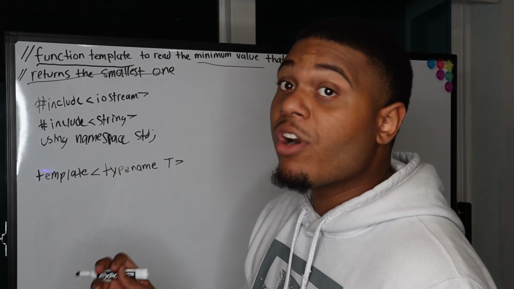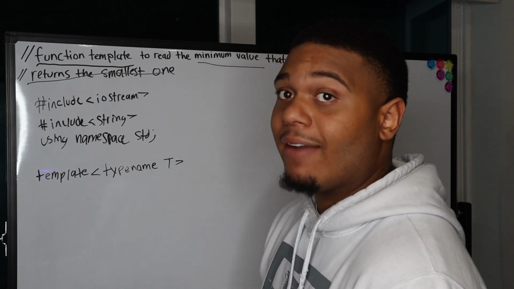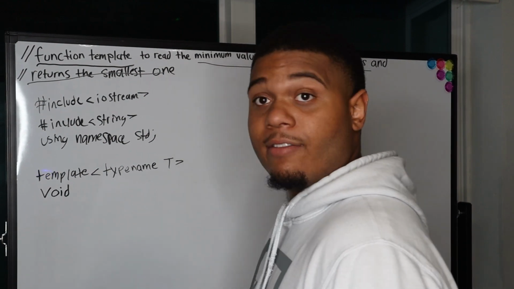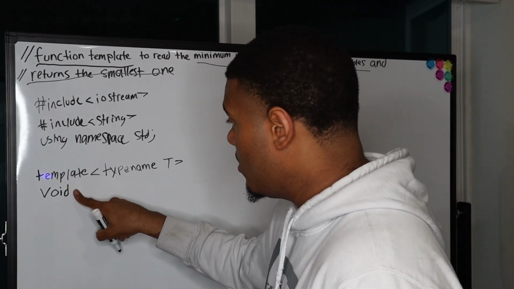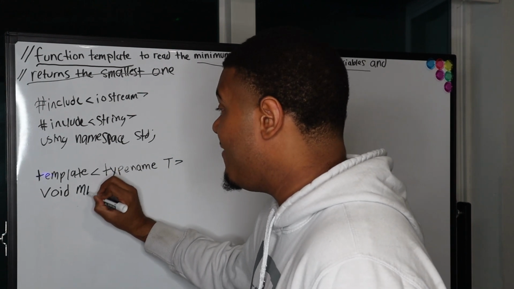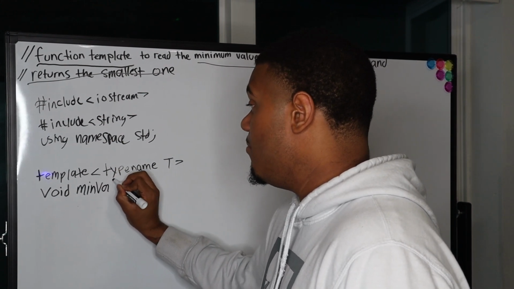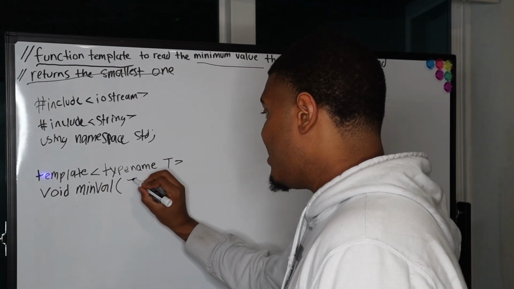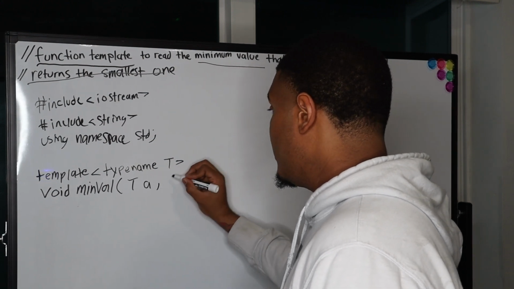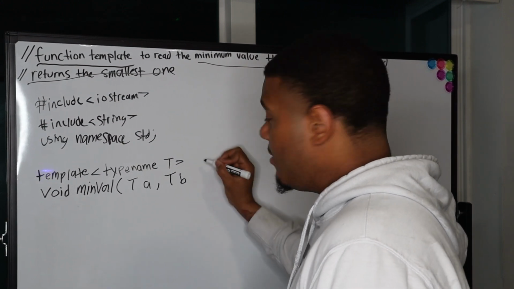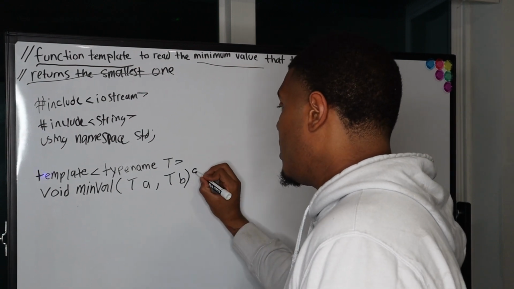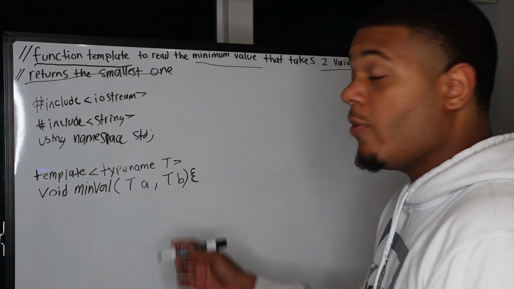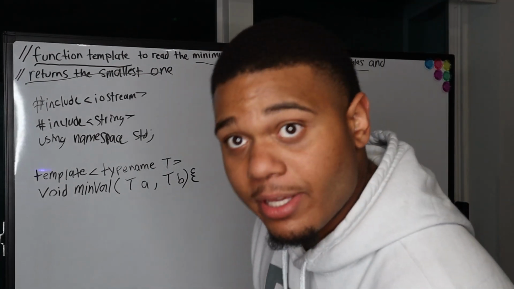All right. So once we're here, we're going to start it off. Since it's not returning 0 inside the main, we have to call it a void. So we can say void, and I'm going to say minVal for minimum value. We open up our parentheses, and we're going to say T a and T b, and close the parentheses and open up a curly bracket and get ready to close it. All right, starting off here is a little bit of what I told y'all. It's not a little bit, it's a lot of what I taught y'all.